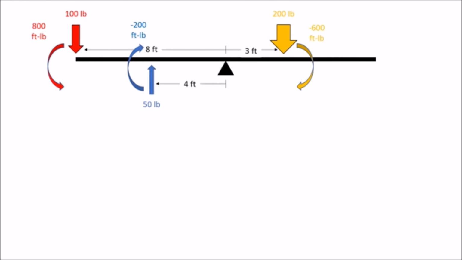So we have 800 foot-pounds, negative 200 foot-pounds, and negative 600 foot-pounds. And we can say that our sum of moments is equal to 0, or our system of our seesaw and applied forces is in equilibrium.